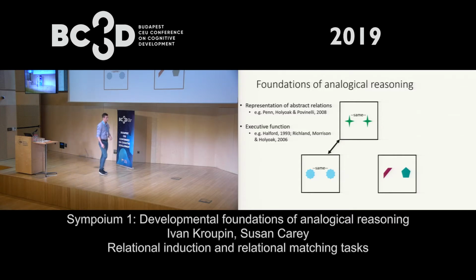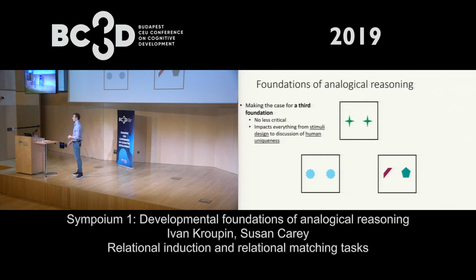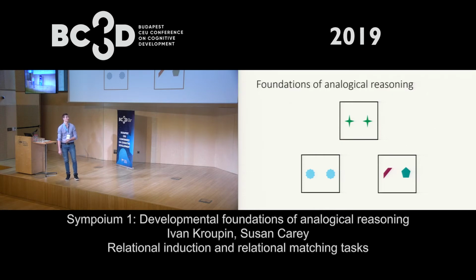Now, what I want to argue today is for a third foundation of analogical reasoning, which is qualitatively distinct from those previously, the two I've just discussed, but no less critical to success on analogical reasoning in general and relational match to sample in particular. And I want to argue that this foundational capacity impacts everything from the way that we design our stimuli when we're doing analogical reasoning research, all the way to the way that we discuss the human unique components of analogical reasoning. So what is this capacity that I'm talking about?